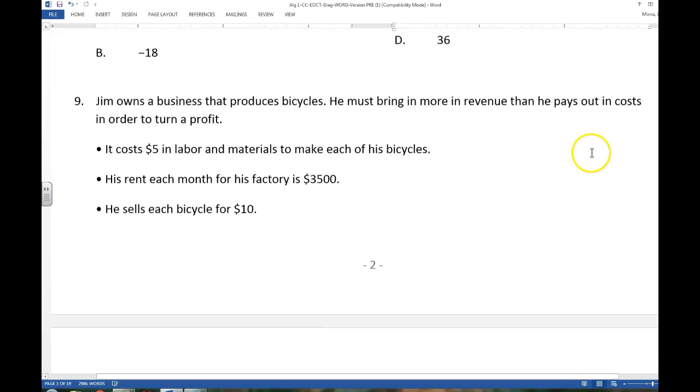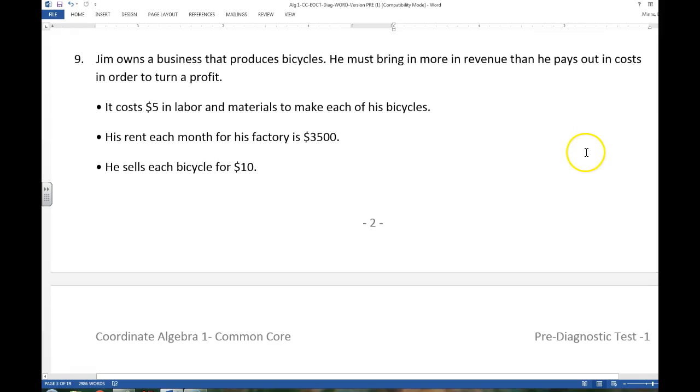All right, Mr. Jim. Jim's got a bicycle business. It says Jim owns a business that produces bicycles. He must bring in more revenue than he pays out in costs in order to turn a profit. All right, that makes sense. You've got to sell for more than you make something for so you can have a profit. If you don't do that, you're going to have a loss.